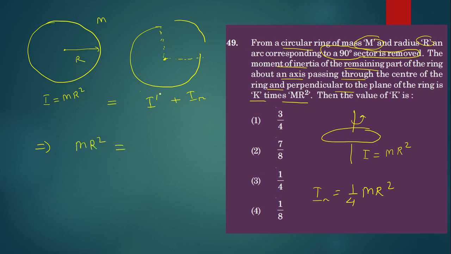So this is equal to the moment of inertia of the remaining portion, which is k times mr square according to the question, plus 1/4 mr square. If we solve, what we will get is that k is 3/4, since mr square cancels. Answer is option 1. Let's move on.